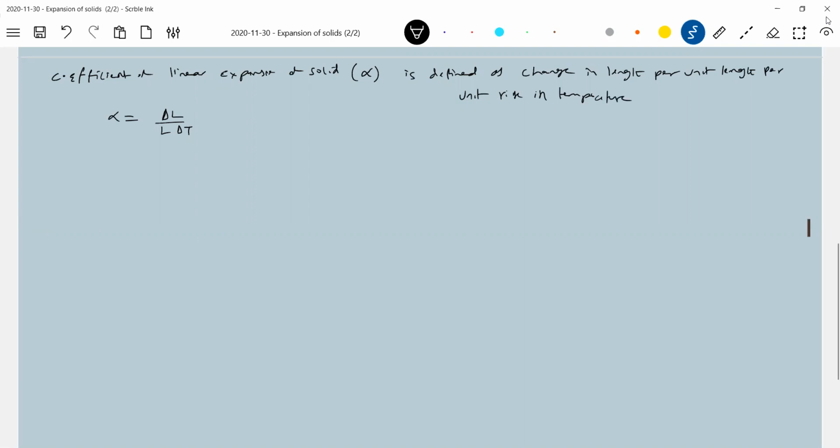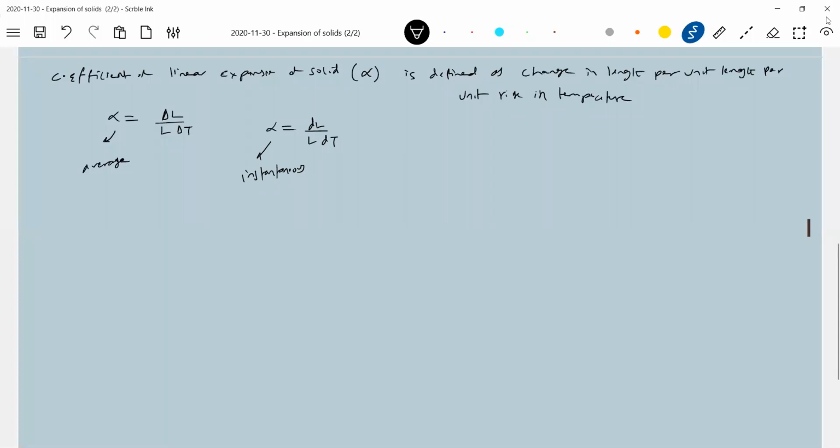So that's one formula. In books, we have one more formula like this: alpha equal to dL by L dT. This is nothing but alpha average, and this one is like an instantaneous value. Are you getting this? Even alpha will be variable.